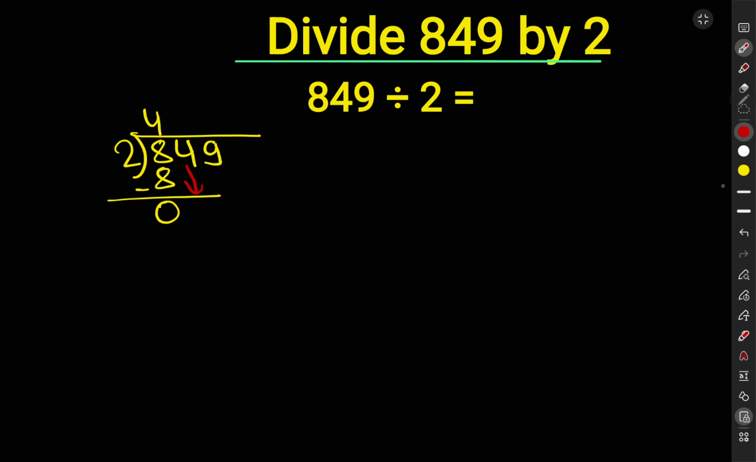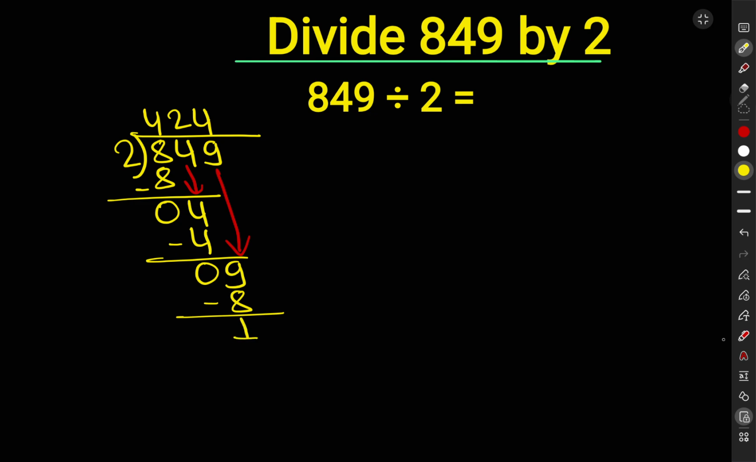So now we put down this 4 and 2 times 2 is 4. On subtracting we get 0. So again we put down this 9 and 2 times 4 is 8. On subtracting we get 1.